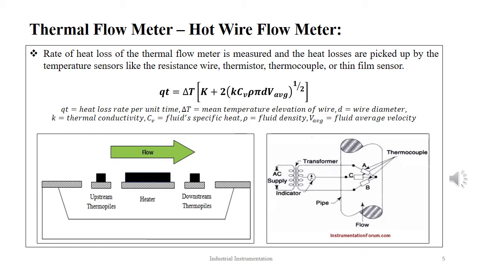In this equation, V average, Qt and del T are all unknowns because they change with time while the other variables are known. However, Qt and del T can be obtained through measuring devices, thus we can solve for V average from this equation. Here we see the pictorial representation of the hot wire flowmeter. We see that in both the upstream and at the downstream we have two temperature sensors to pick up the heat loss.